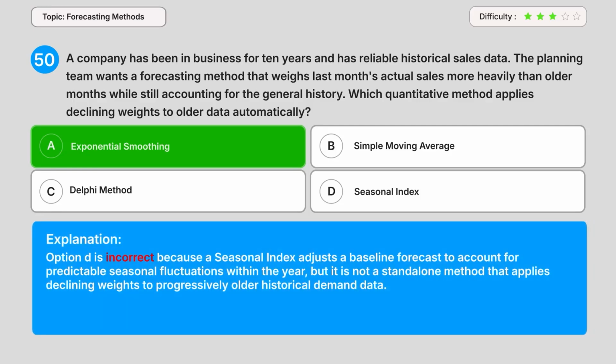Option D is incorrect because a seasonal index adjusts a baseline forecast to account for predictable seasonal fluctuations within the year, but it is not a standalone method that applies declining weights to progressively older historical demand data.